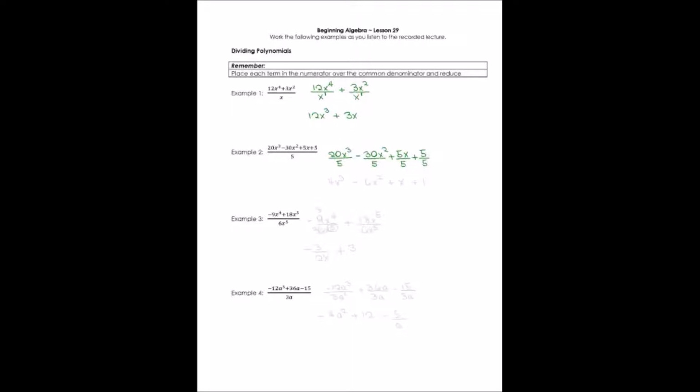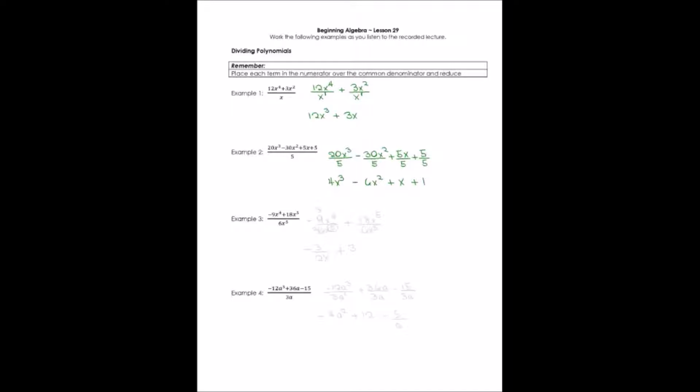So I can simplify these very easily. 20x cubed over 5, well, 20 divided by 5 is really 4x cubed. Nothing in the denominator, or just 1, so I don't write it. Minus 30x squared divided by 5, which would be 6x squared, plus 5x divided by 5. Well, that's just 1x, or x, plus 5 divided by 5, which is just the number 1. These terms are not like terms, so I just have a 4-term polynomial left.